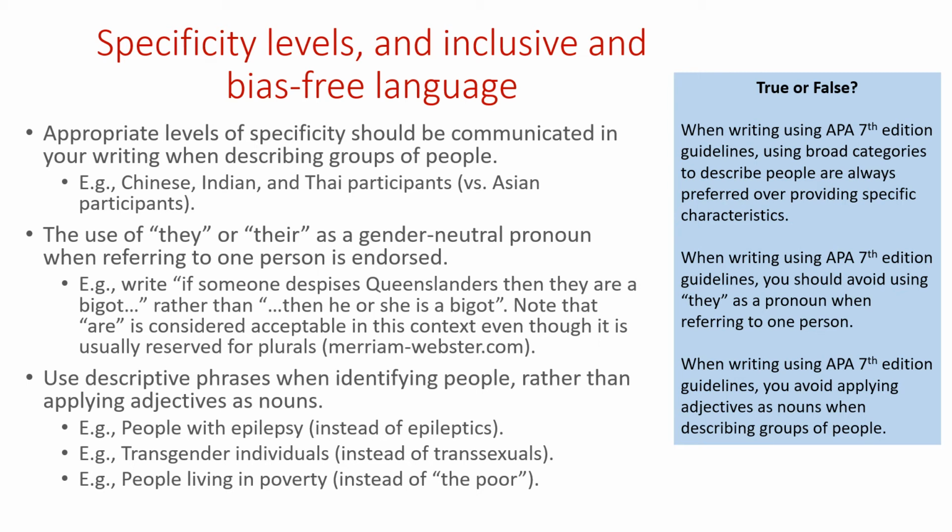They as a pronoun when referring to one person has been officially endorsed by APA 7th as being appropriate. And third question, when writing using APA 7th edition guidelines, you avoid using adjectives as nouns when describing groups of people. Yeah, that's true. So that's a third point there. You want to instead try and use descriptive phrases, to avoid the labeling of people as something that might be attributed to them.